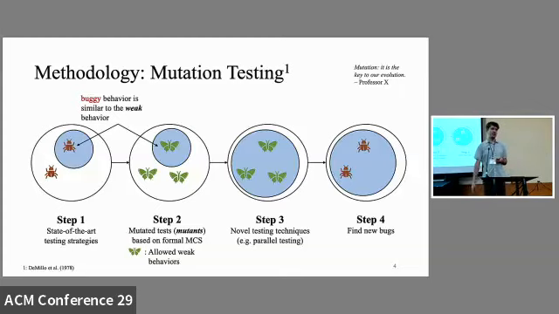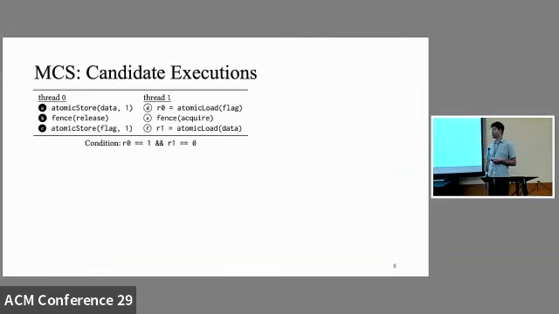So I'm now going to go into some details around what this actually looks like in practice. But in order to do that, we first need some background on what an MCS actually looks like. So this is an example of a message passing litmus test.